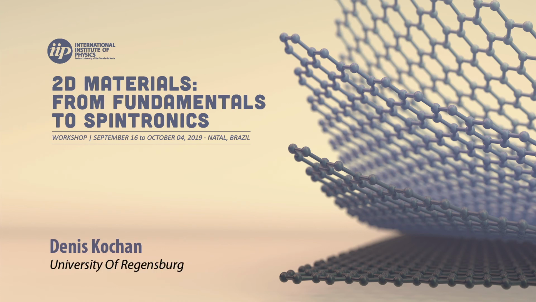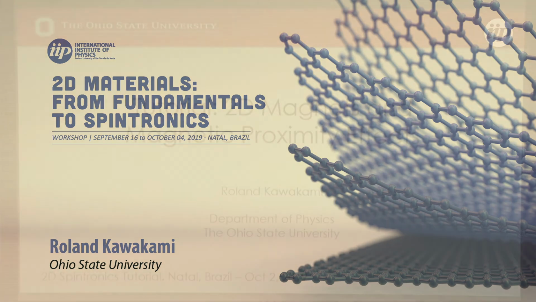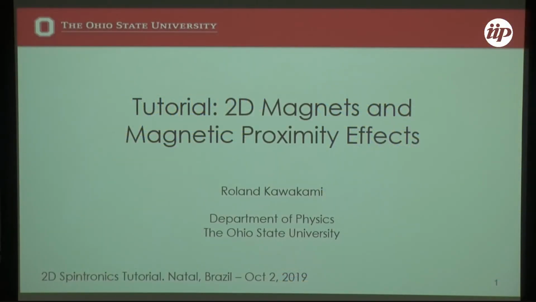Okay. So I want to talk about 2D magnets, which are getting very popular. It's very nice. And a little bit about magnetic proximity effects in those systems. We've been talking about spin-orbit proximity effects. There's been yesterday some talk about magnetic proximity effects with TMDs. And we'll address that a bit here as well.